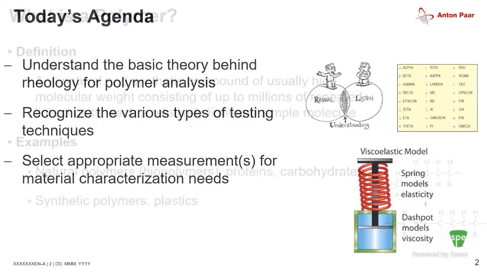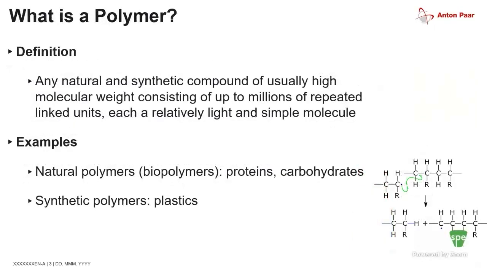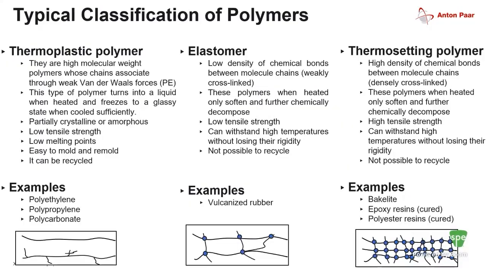So to get started, what is a polymer? By definition, it's any natural or synthetic compound, usually of high molecular weight, of repeated lengths. In terms of synthetic polymers, a reaction creates these plastics, or from a natural standpoint, even proteins, carbohydrates, biopolymers, and hydrogels are all examples of a polymer. So it's a wide description, and polymers can be put into different categories.